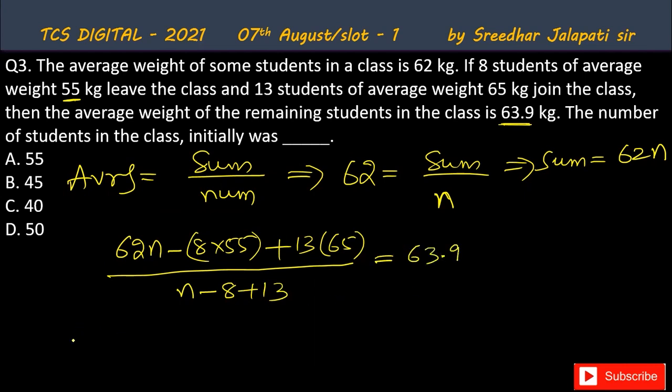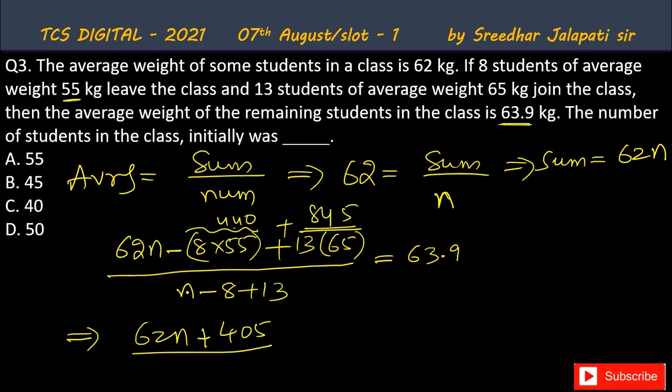Now if I simplify this further, 62n minus this 8 into 55 is 440, right? This is 440 plus 13 into 65, right? So if I multiply 13 into 65, 13 5s are 65, 13 6s are 78, 845. So minus 440 plus 845 is plus 405, divided by n minus 8 plus 13, which is n plus 5, is equal to 63.9.